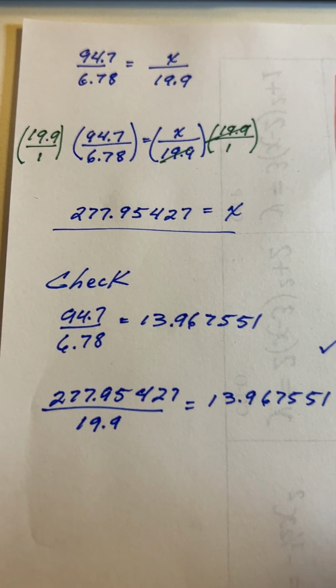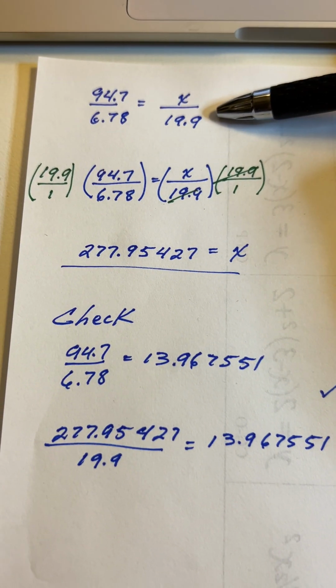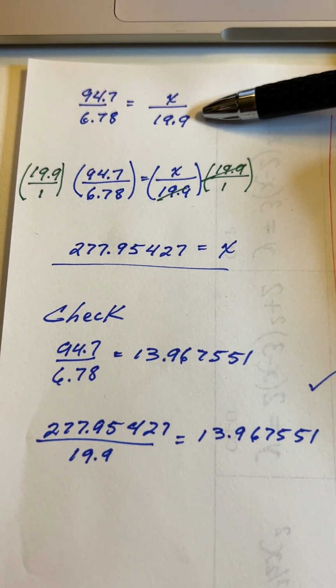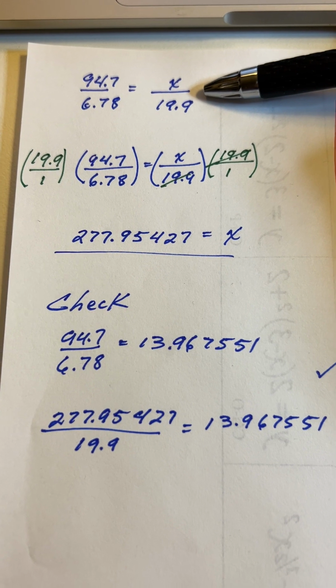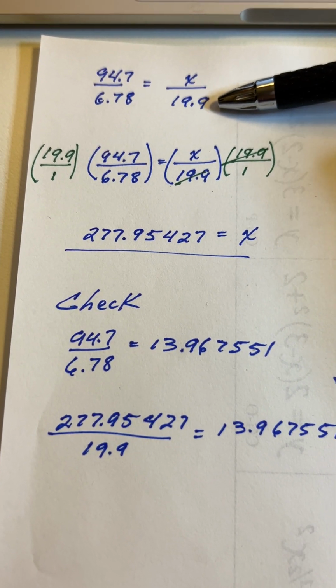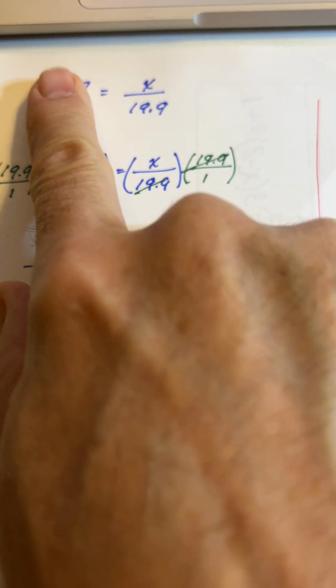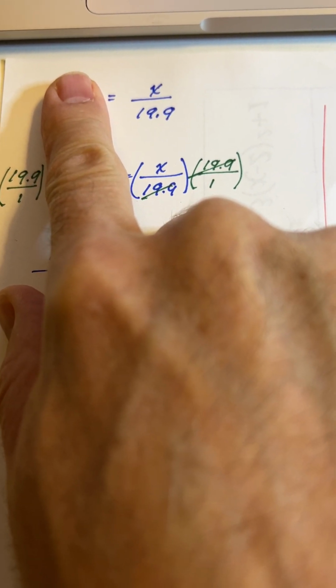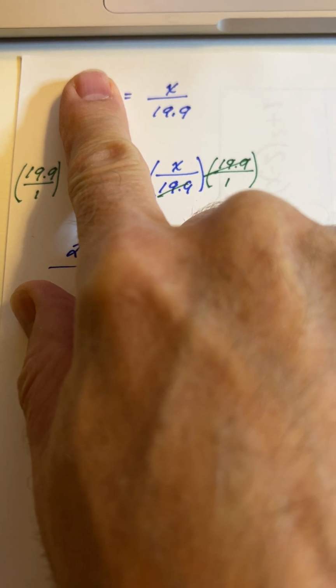I was asked to solve this problem, and it's a ratio. Now you can look at this. It's an equation as well. They're called ratios or proportions. But notice that if we have this on the right side, x over 19.9, you might recognize that.